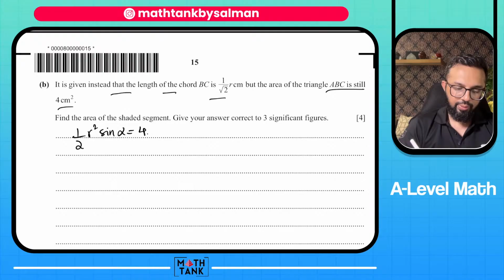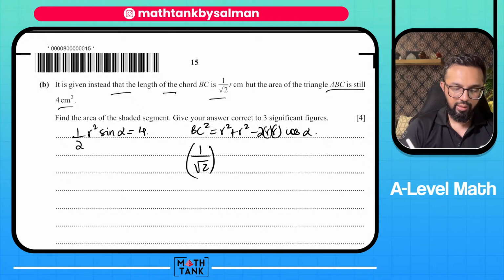Maybe I should use the cosine rule. So BC squared equals R squared plus R squared minus 2 times R into cos of alpha. That's 1 over root 2 squared. 1 R squared equals 2R squared minus 2R squared cos of alpha.